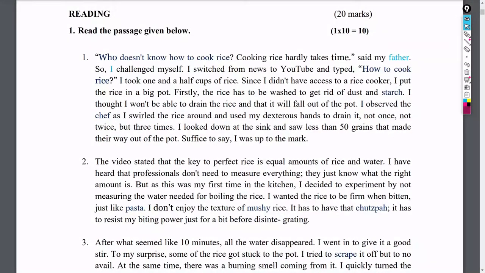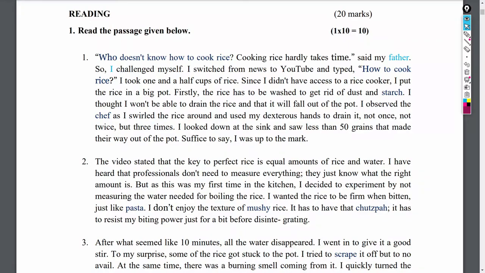So this is the passage, my dear children. I will read only the first part of this passage, otherwise it will be very lengthy. I will read this particular part so that you can understand the type of the question that is asked.